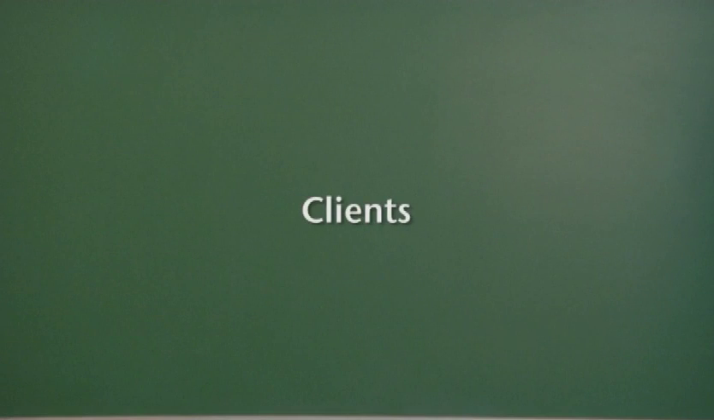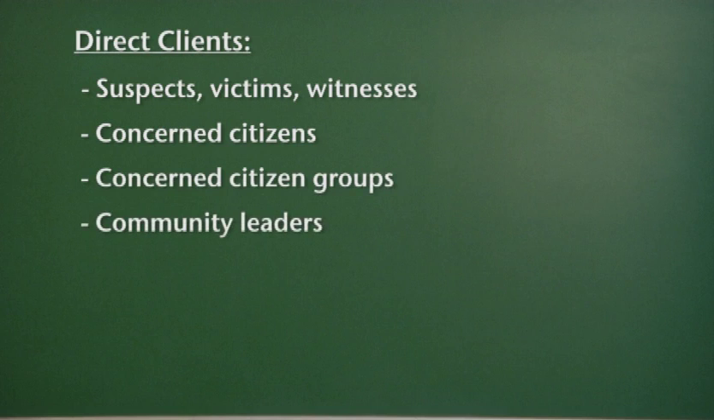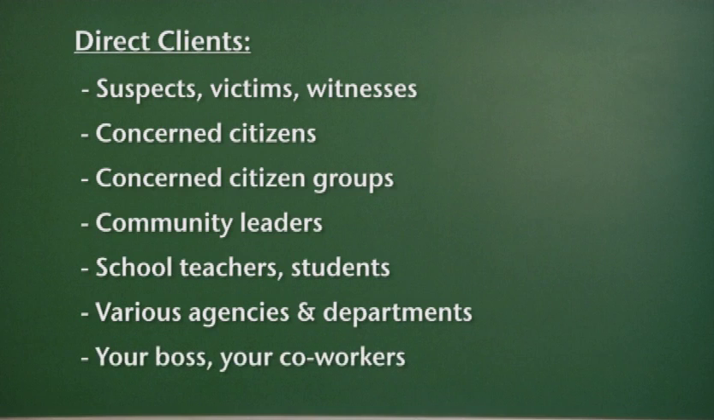Clients are the people you will be dealing with in your job as a bylaw enforcement officer. There are direct clients and indirect clients. Direct clients are the people you come into contact with on a daily basis. Direct clients can be individual citizens such as suspects, victims, witnesses, or concerned citizens. They can also be concerned citizen groups, community leaders, school teachers, students, and various agencies and departments. Direct clients are also internal clients like your boss and your coworkers.